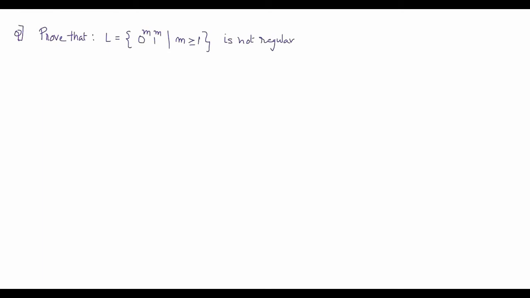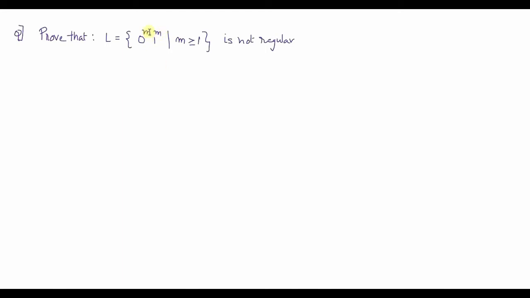We are asked to prove that the language L equal to 0 raised to m, 1 raised to m, such that m is greater than or equal to 1, is not regular. Now what do you understand looking at this language? First, 0 raised to m, 1 raised to m. See, m is the same, which means the number of zeros and the number of ones in the valid strings in the language are equal. That is the first thing, because m is the same in 0 raised to m, 1 raised to m.